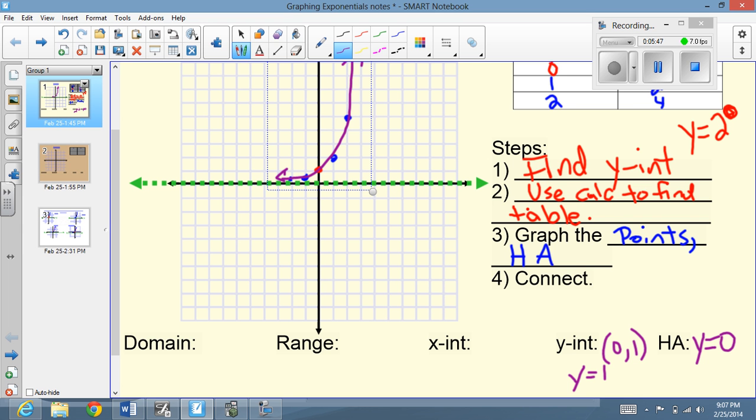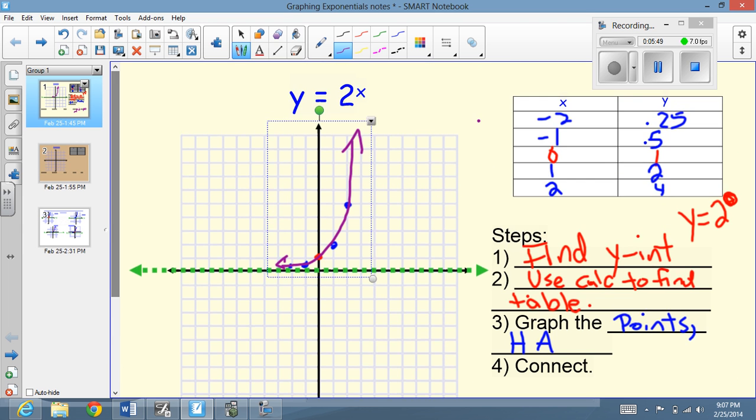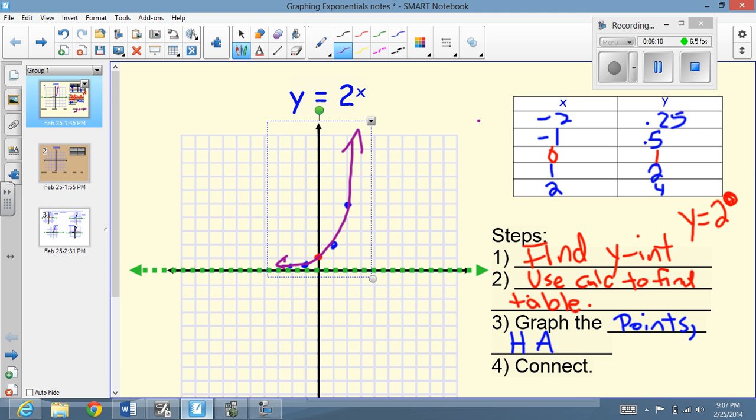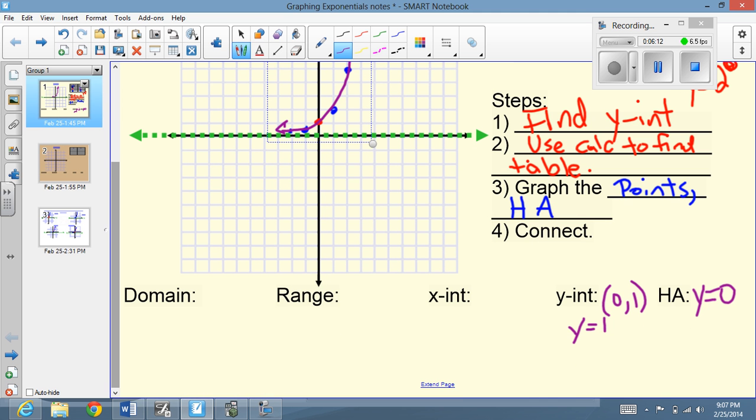My x-intercept, now, x-intercept is always in our table wherever the y value is equal to 0. So I'm going to scroll up here, see if I ever get to a 0. Well, we already kind of looked at that. We never got to 0. We approached 0, but we never got to it. So for that reason, I do not have an x-intercept. I'm never going to cross over the x-axis.